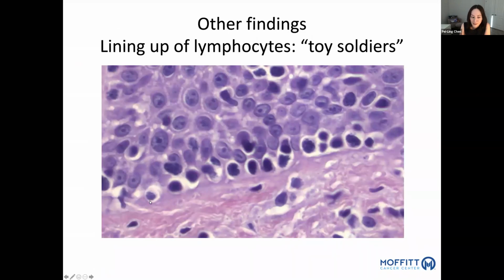Other findings, you see malignant T cells. Again, this is the epidermis, the keratinocytes. This is the dermis. You can see the malignant T cells tagging at the dermal-epidermal junction, what we call toy soldiers. So this is another finding of mycosis fungoides.